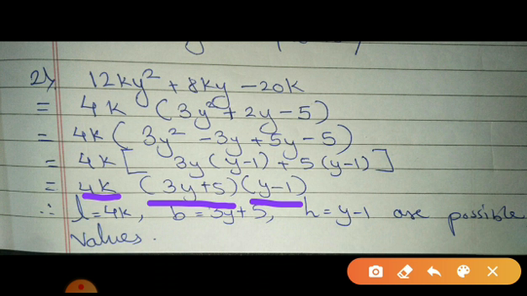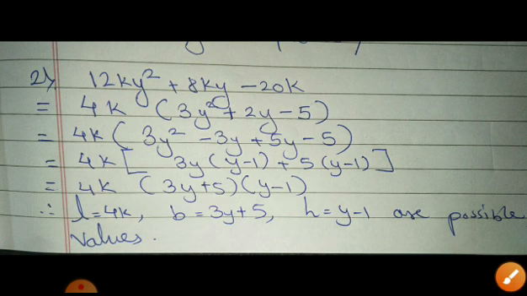Clear? That means I have got it as a product of 3 polynomial factors. That means I'll be getting length I can take as 4k, breadth I can take as 3y plus 5 and height I can take as y minus 1. So possible values of length, breadth and height we have got. Hope this is clear.